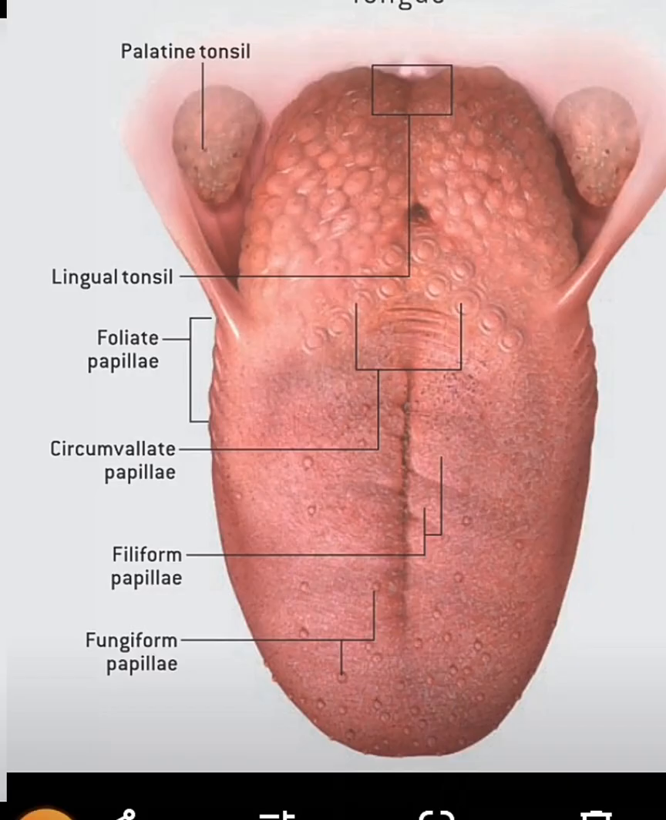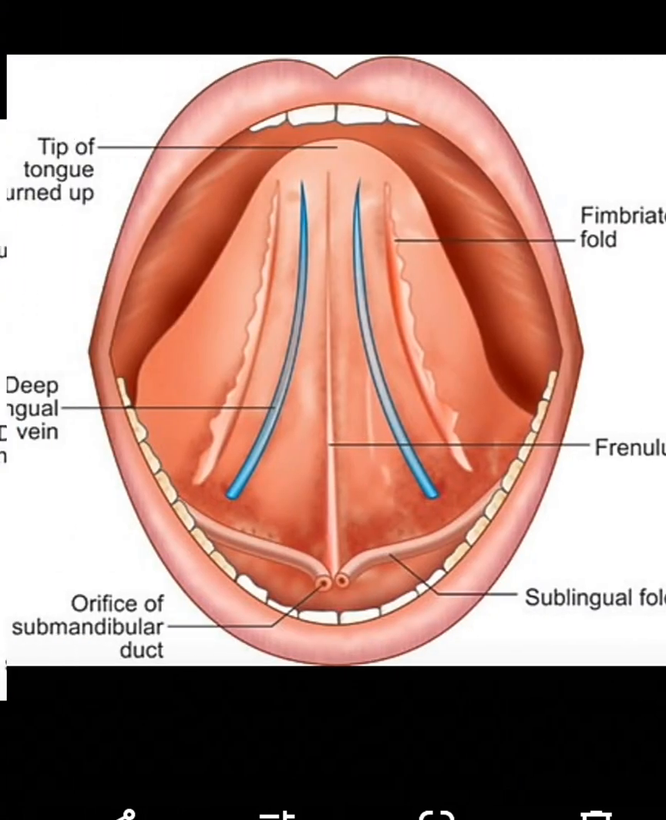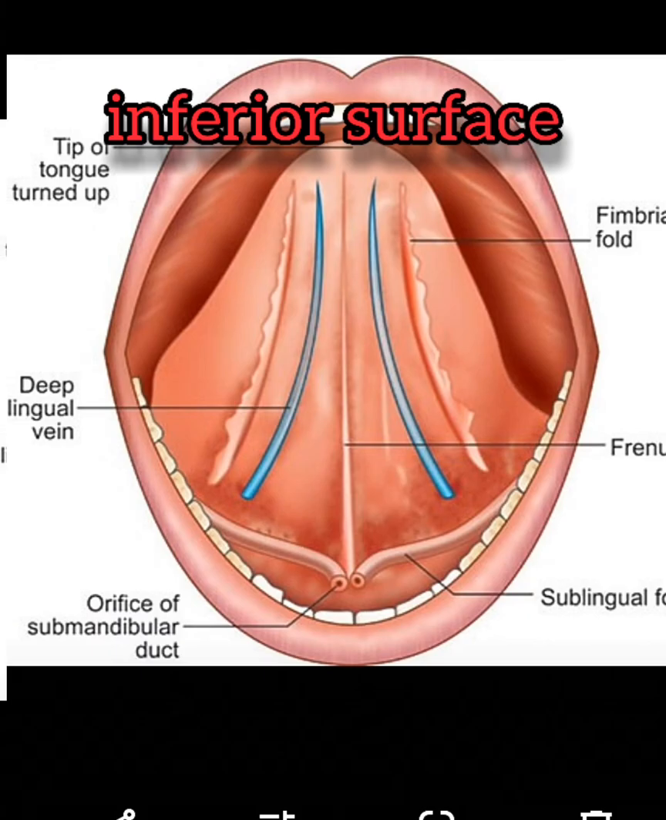The body has two surfaces. The upper one is called the upper surface or dorsum of the tongue, and the below one is called the inferior surface. So this is the picture of the upper surface or dorsum of the tongue, and this is the below surface, called the inferior surface.